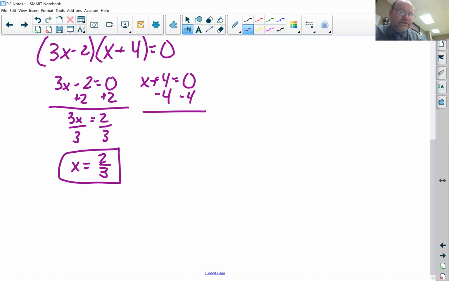On the other factor, we subtract 4 from both sides, and we get x equals -4.